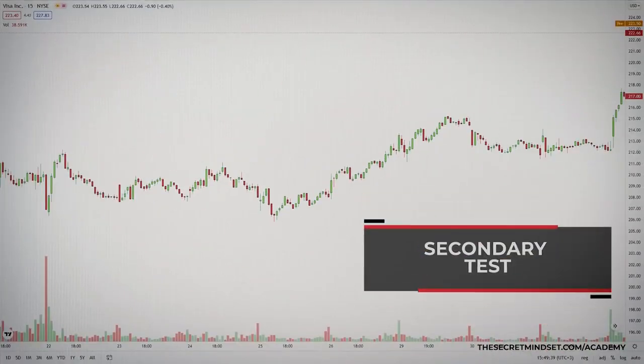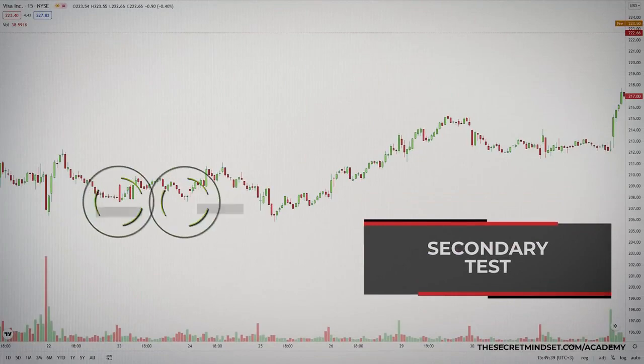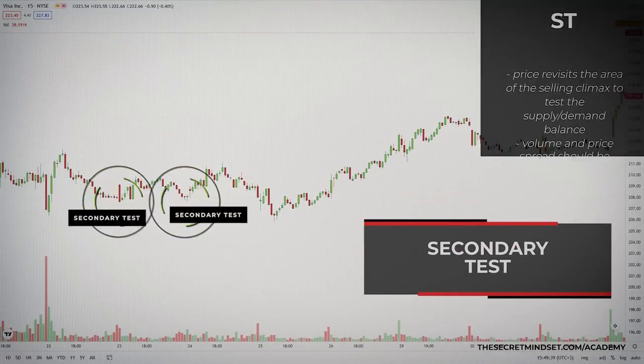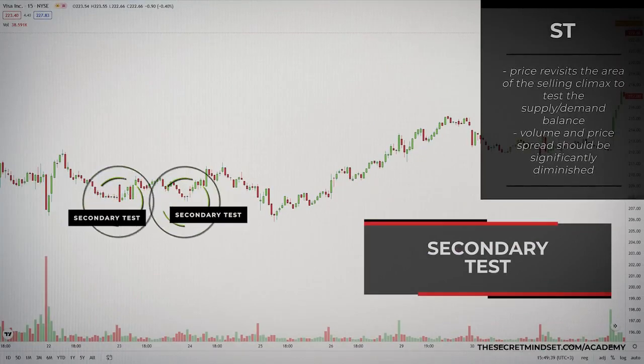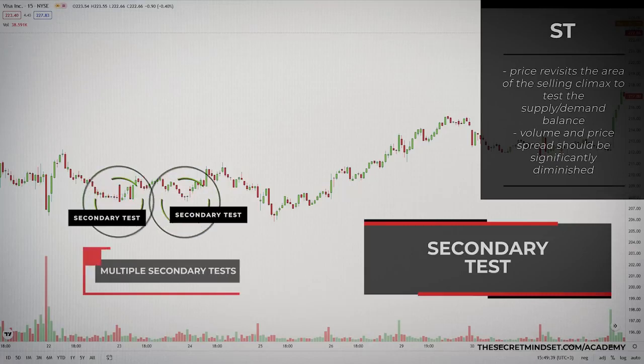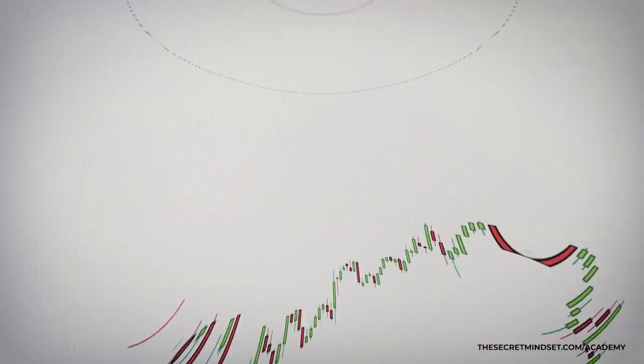Next is the secondary test, in which price revisits the area of the selling climax to test the supply and demand balance at these levels. If a bottom is to be confirmed, volume and price spread should be significantly diminished as the market approaches support in the area of the selling climax. Also, it's common to have multiple secondary tests after a selling climax.